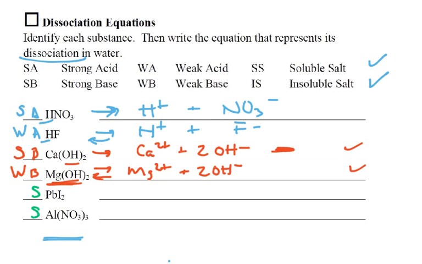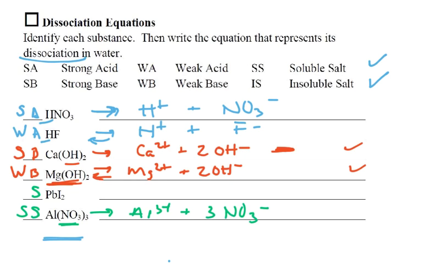Okay, for our soluble salts, again we just have to memorize these. When we do our solubility rules, we say nitrates are always soluble. So this is going to be a soluble salt, single arrow, and it breaks up to be Al3+, and we get 3 nitrate ions.